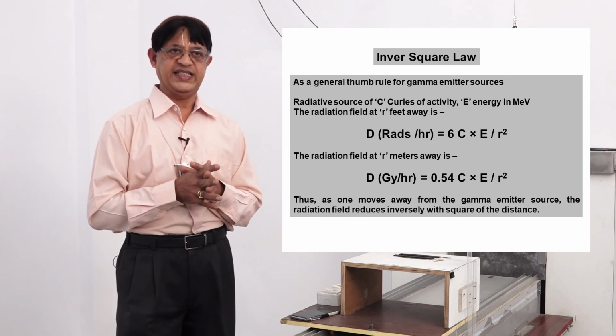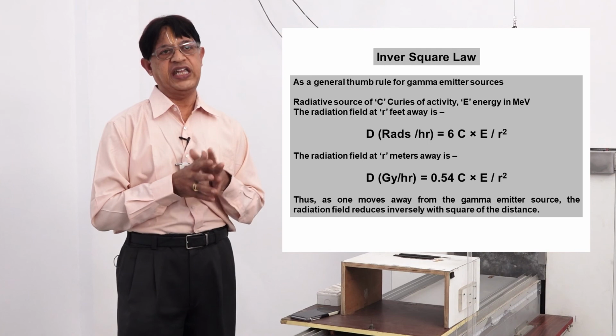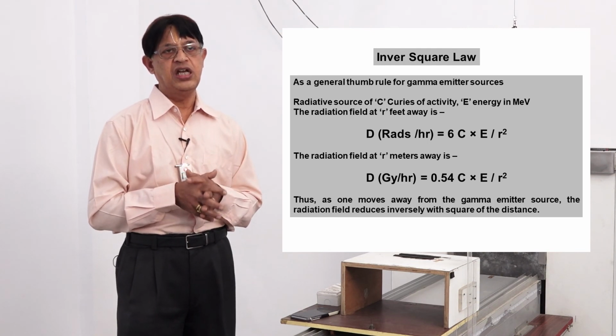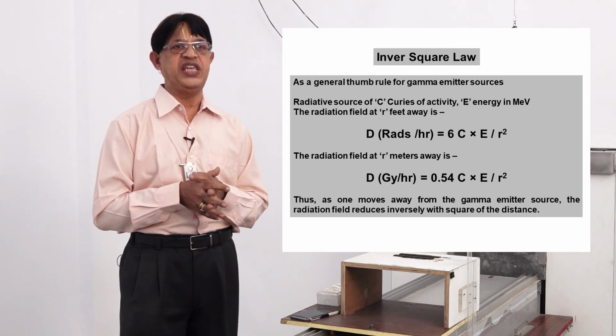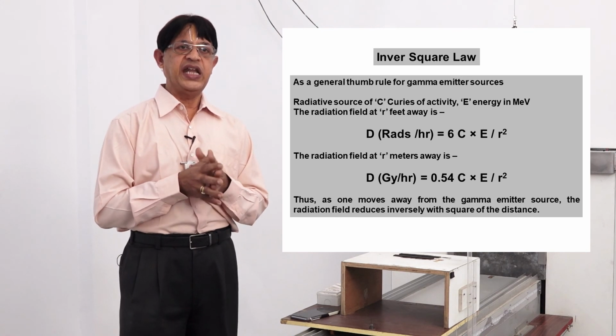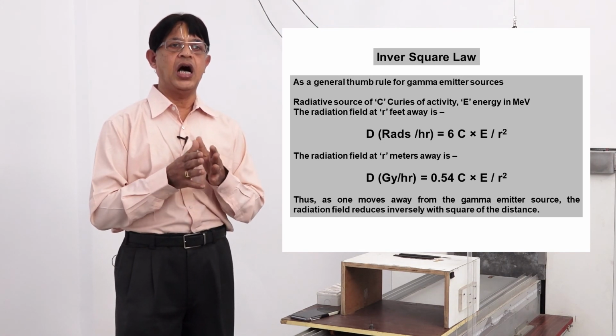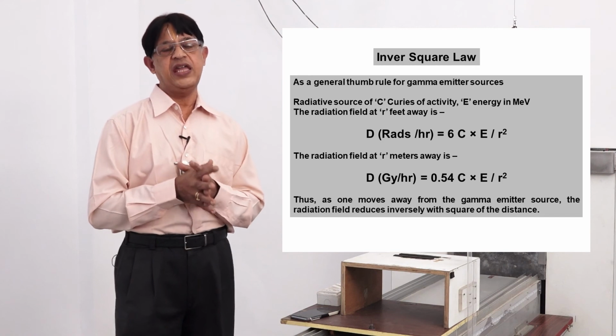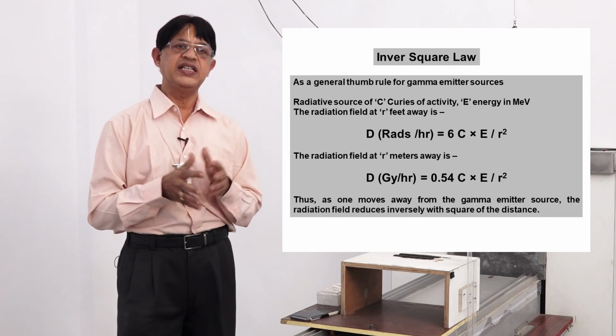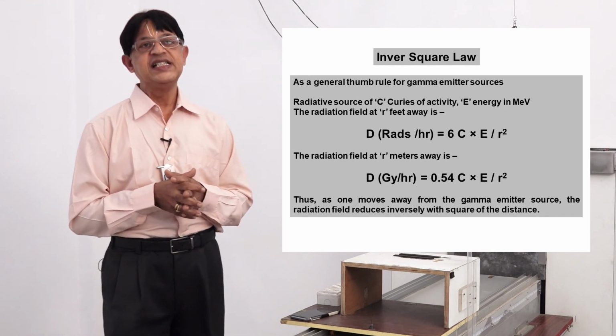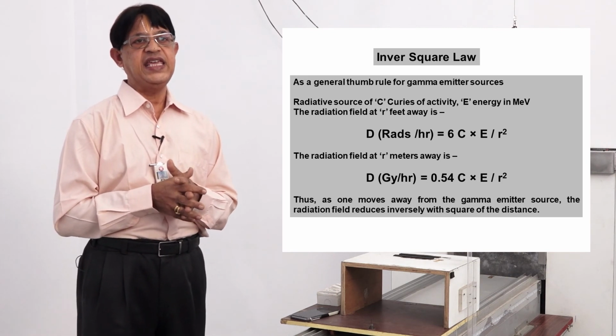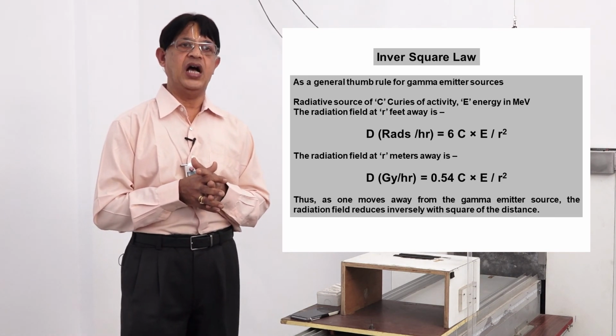For your simple understanding, the thumb rule for a given activity of C curie, for a given energy of E MeV, the radiation field at r feet away is given by a general thumb rule principle, 6CE divided by r square.